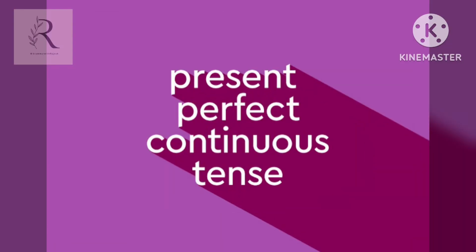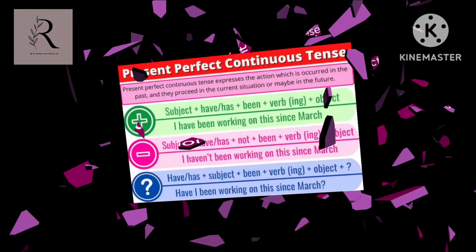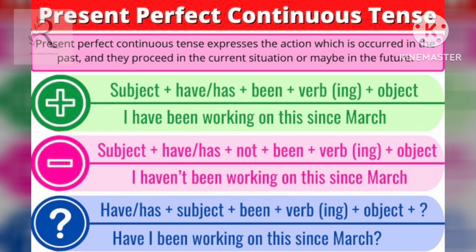Next, present perfect continuous tense. Present perfect continuous tense expresses the action which occurred in the past and proceeds in the current situation or maybe in the future. Structure for the positive present perfect continuous tense: subject plus have or has plus been plus verb ing form plus object. Example for positive present perfect continuous tense: I have been working on this since March.